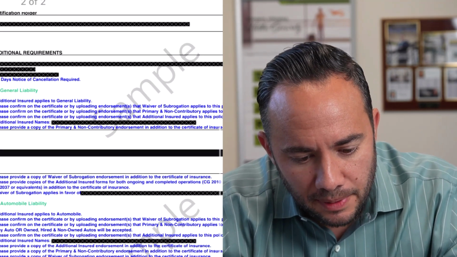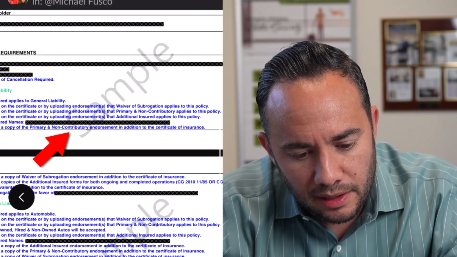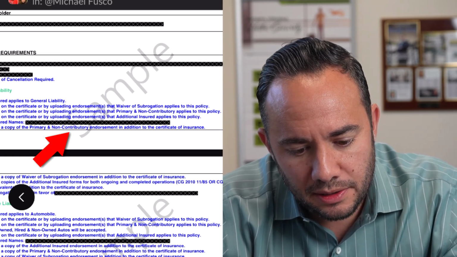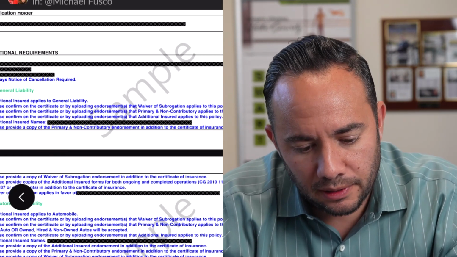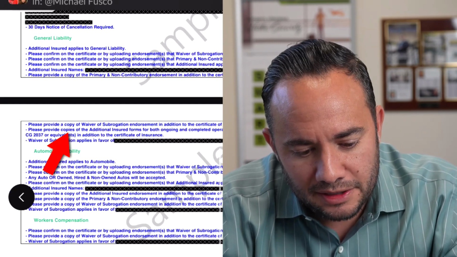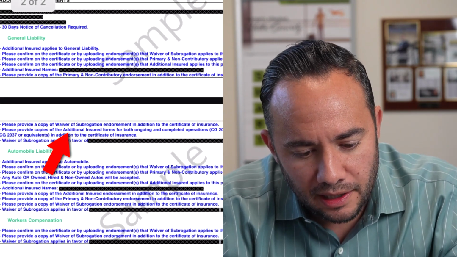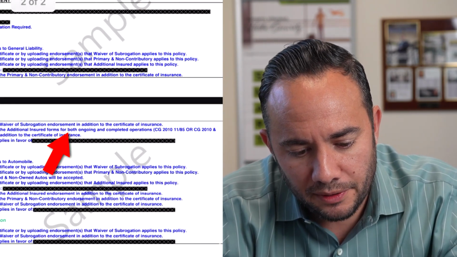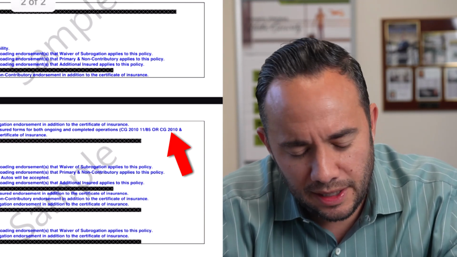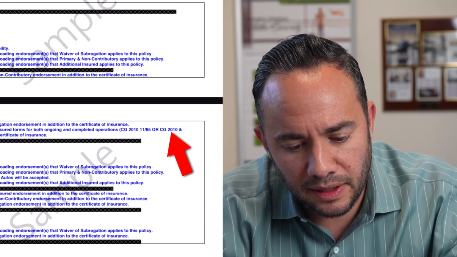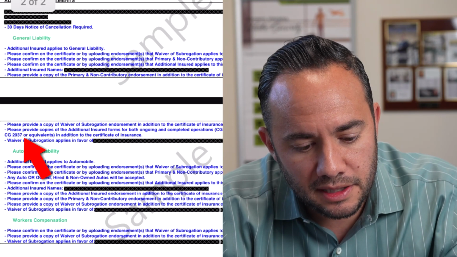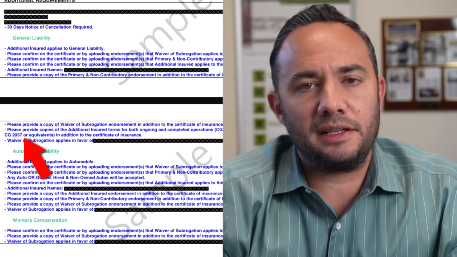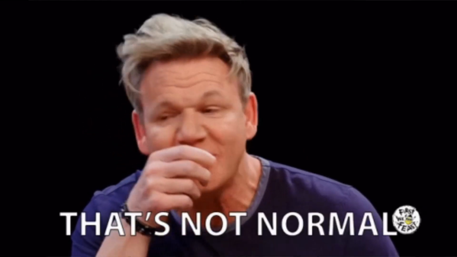Now you can see at the very bottom, please provide a copy of the primary and non-contributory endorsement in addition to the certificate of insurance. So they want you to pull it out of the policy. Same with the waiver. The next line, very important. Please provide copies of the additional insured forms for both ongoing and completed operation. And here they list the CG 2010 11/85 or CG 2010 and CG 2037 or equivalent in addition to the certificate. That is not standard on most policies.